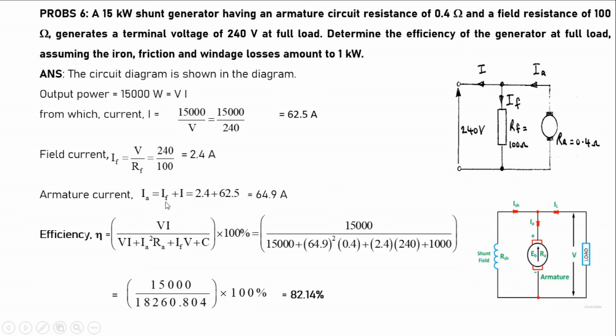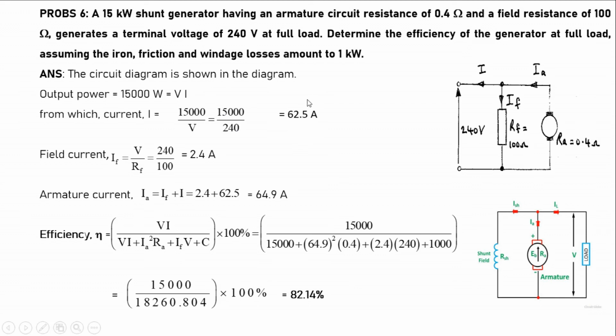Once you get 2.4 amps as IF, IA is equal to IF plus I. What is I? It is the load current, I or IL. So how can we find IL? IL is equal to 15 kilowatt, the power which has been given, divided by voltage 240 volts. Power by voltage gives the load current, 62.5 amps.